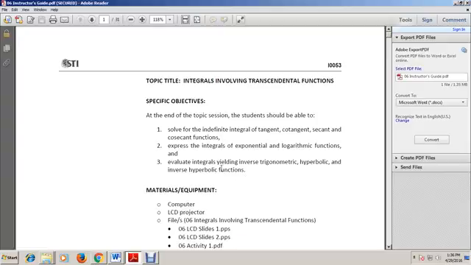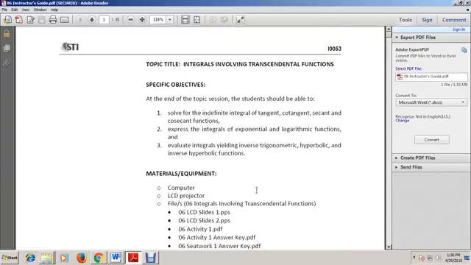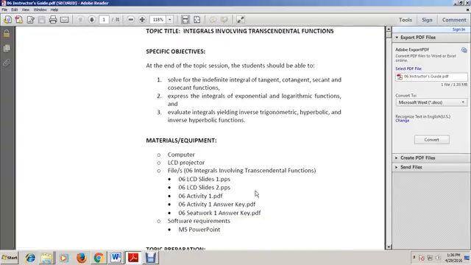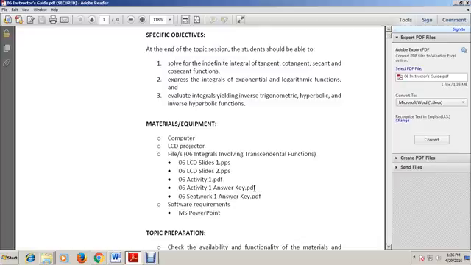Okay, so let's start with the first objective, or the second objective, where we have to express integrals of exponential and logarithmic functions, and later on we will be using these ideas for integrating exponential and logarithmic functions in getting the indefinite integrals of the tangent, the cotangent, the secant, and the cosecant.